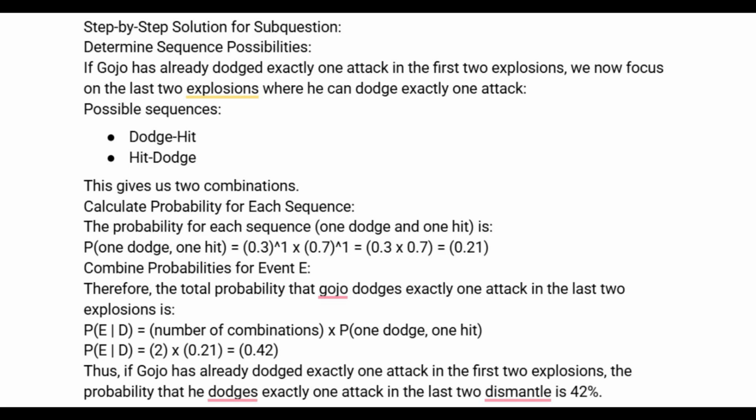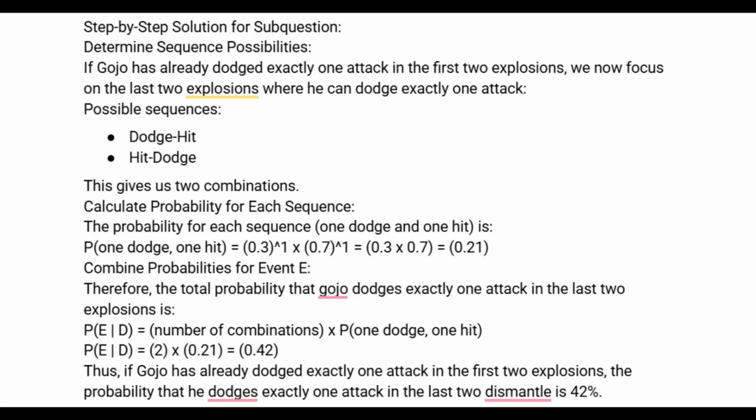Calculate the probability for each sequence. The probability for each sequence, or the 1 dodge and 1 hit, is P of 1 dodge 1 hit, which will be equal to 0.3 raised to 1 multiplied by 0.7 raised to 1, which is equal to 0.3 multiplied by 0.7, which gives us 0.21.